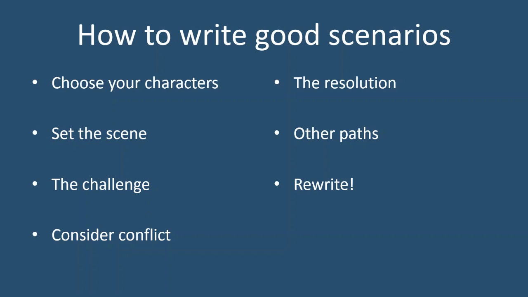So particularly if you're doing extended scenarios, it's useful to really choose your characters up front. Make sure you know all the key players in your story, and also the scene, what's going on, where they are, what situation they're in, maybe any background information that you need to know. The challenge is where you're trying to get the learning point across. So this is probably the bit where it could go wrong, along with considering the conflict. So thinking about how this might pan out.